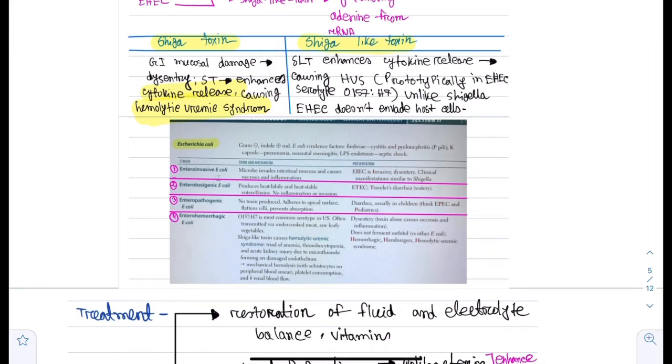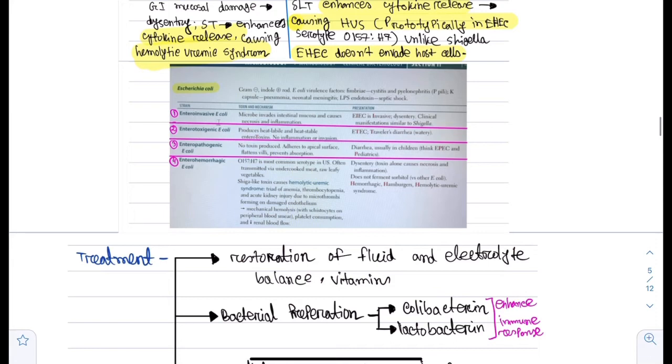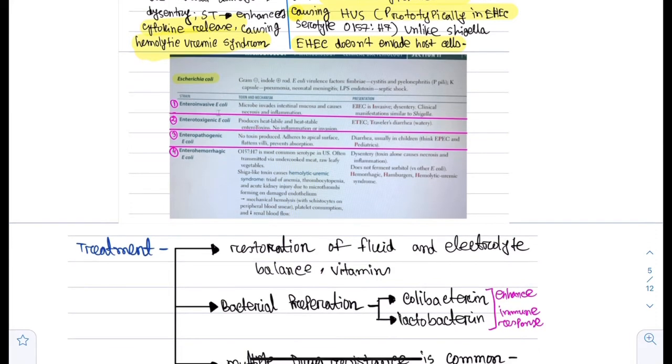It actually enhances the cytokine release, and it also causes hemolytic uremic syndrome, but it does not invade the host cell. So in the case of Shiga toxin, it actually invades the host cell, but the EHEC does not invade the host cell, so it doesn't directly affect the host cell. It actually uses a secondary mechanism to get into the cell.